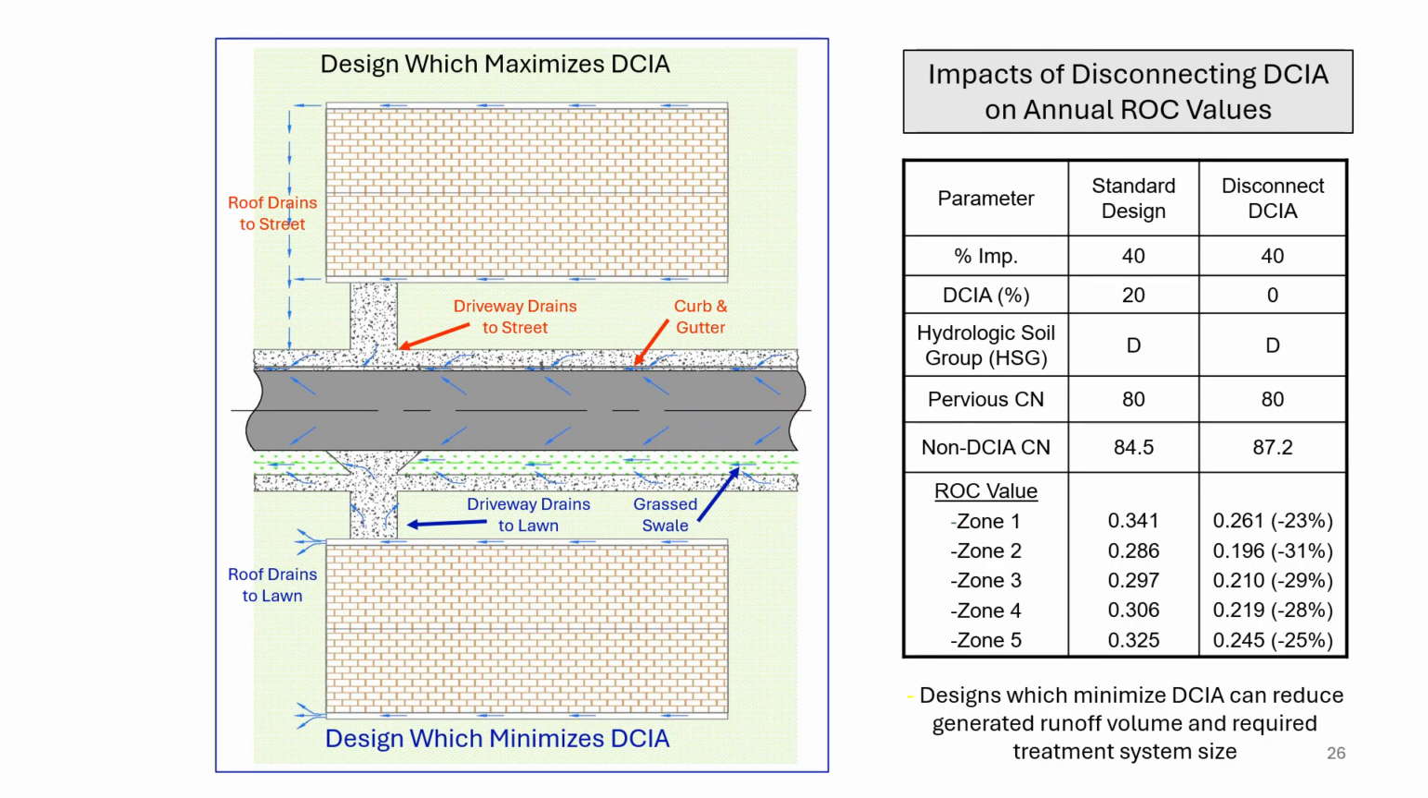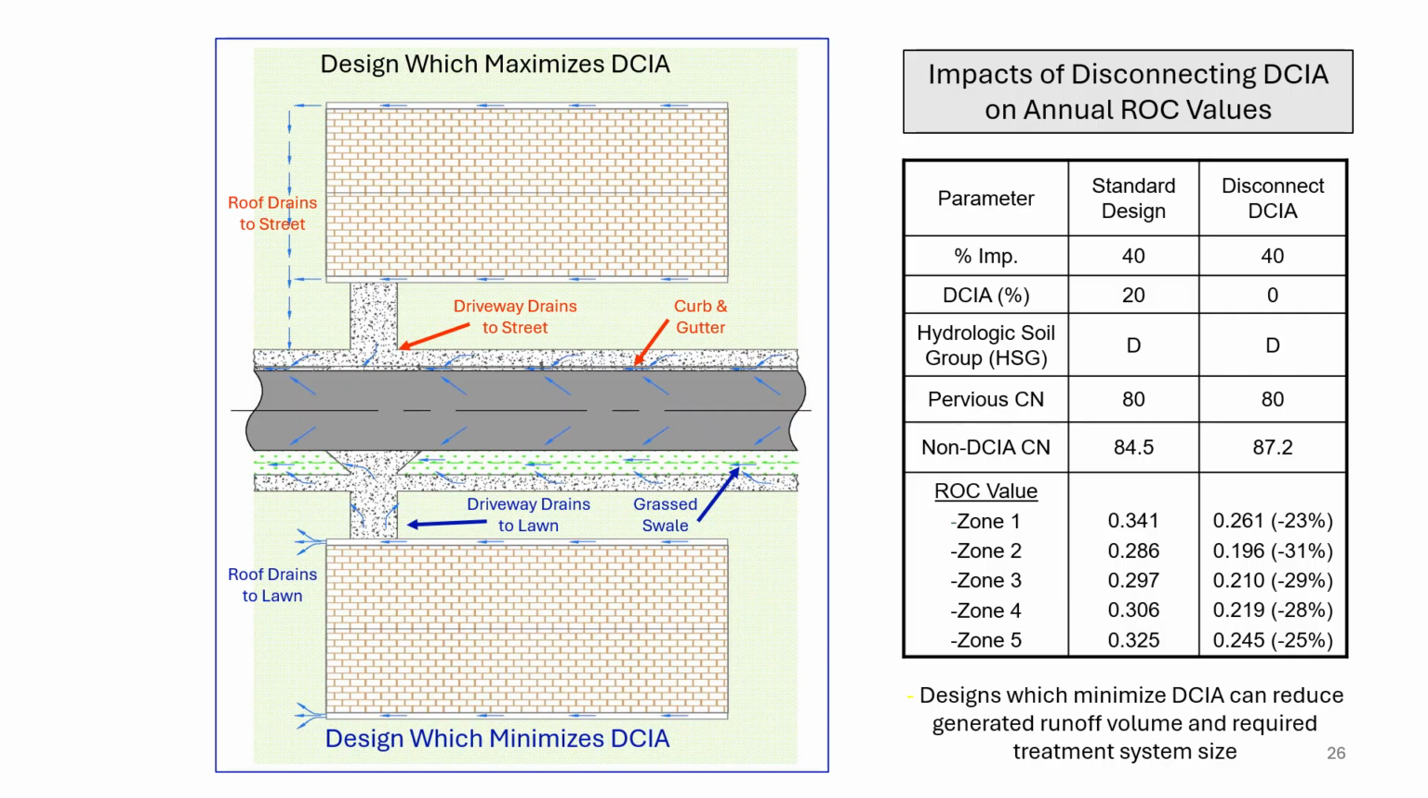Here we're comparing two fundamental approaches to site design that significantly impact stormwater runoff: designs that maximize directly connected impervious area, or DCIA, versus designs that minimize it. When we talk about maximizing DCIA, we're referring to scenarios where impervious surfaces, such as roofs and driveways, drain directly to the street, often channeled by a curb and gutter system. This design efficiently collects runoff and sends it off-site quickly, but it also means the entire volume of water from those impervious surfaces becomes runoff.